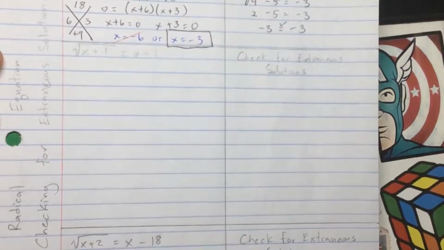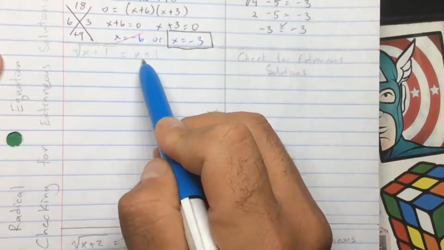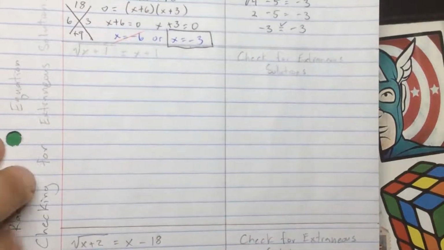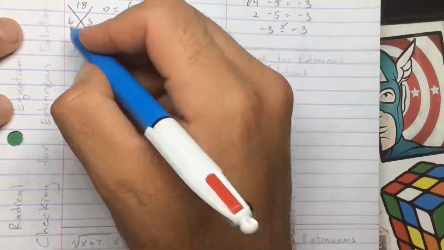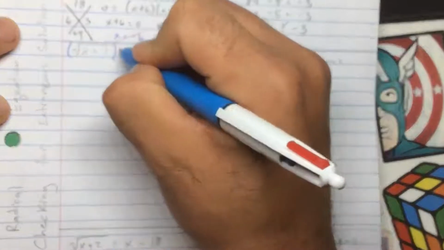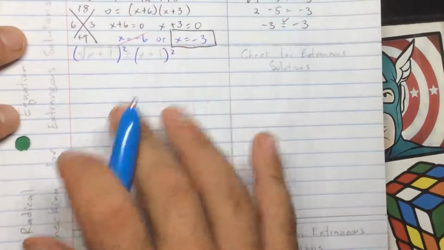For this one, we have the square root of x plus 1 equal to x plus 1, which is wonderful for us because that means our radical is already isolated, so it makes it a little easier. So we're going to go ahead and square both sides here. Oh, almost forgot to square there. Oh, come on, focus. There we go.